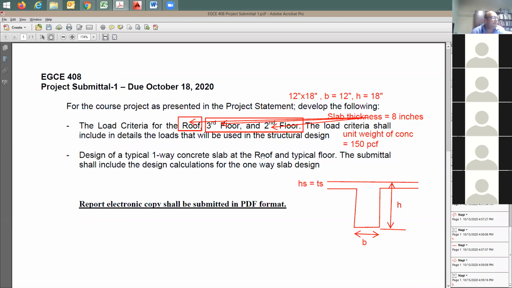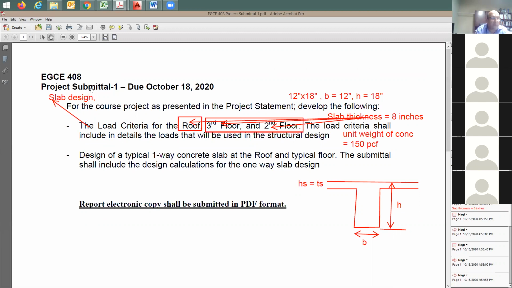Make sense? Could you repeat that just one more time? Okay. So I'm going to have load criteria, two sections. One of them is going to be for the slab design.